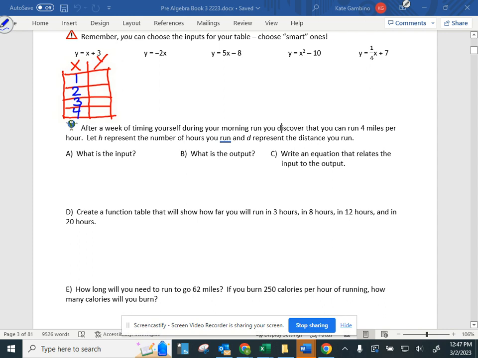1, 2, 3, 4. I'm going to do that for my x. Remember, the x is the input. That's what I'm putting into my equation. So I'm going to put the 1 into the equation, and I'm going to say 1 plus 3 equals 4. That is my y. Y equals 4. So then I'm going to do the same thing with 2. 2 plus 3 equals 5. 3 plus 3 equals 6. 4 plus 3 equals 7.